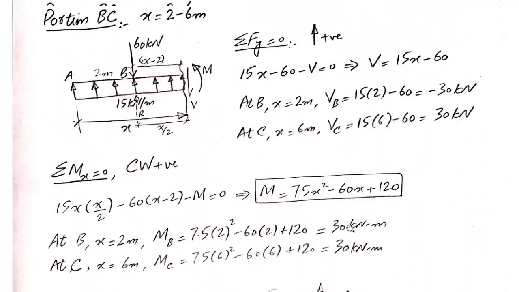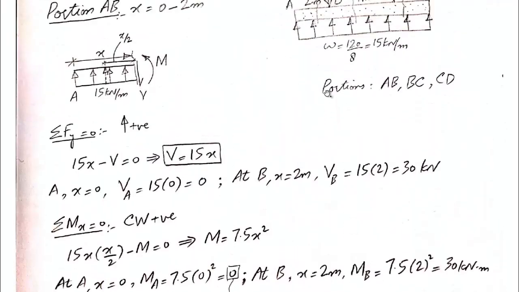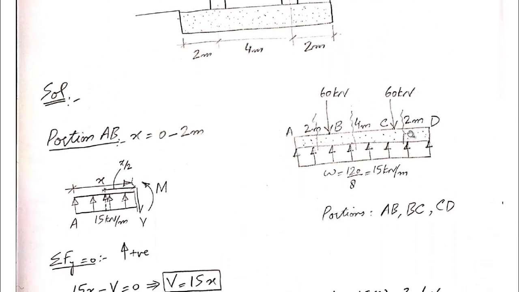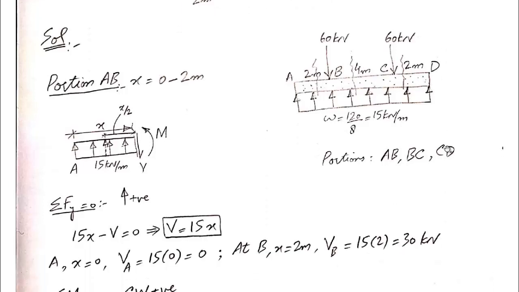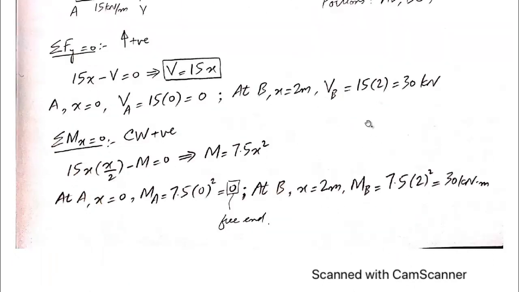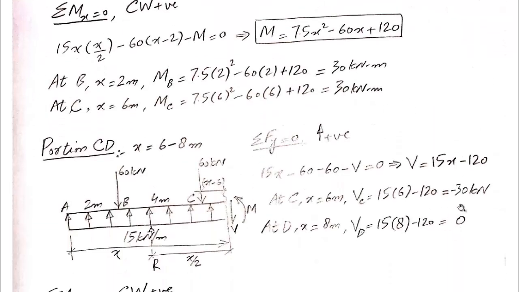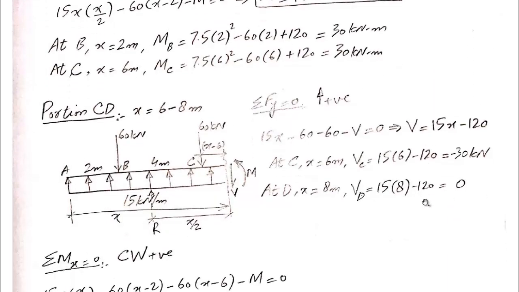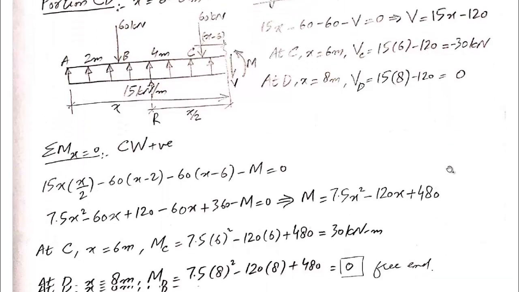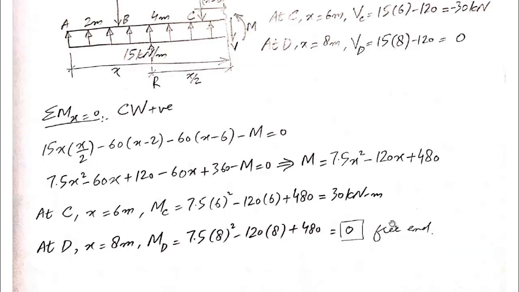Let's go back to our main diagram. At point D, we have a free end and there is no point moment acting at point D, which means that the value of bending moment should be equal to 0 at point D. So this 0 is totally correct. Sorry, not this 0, rather this 0. It's a free end.